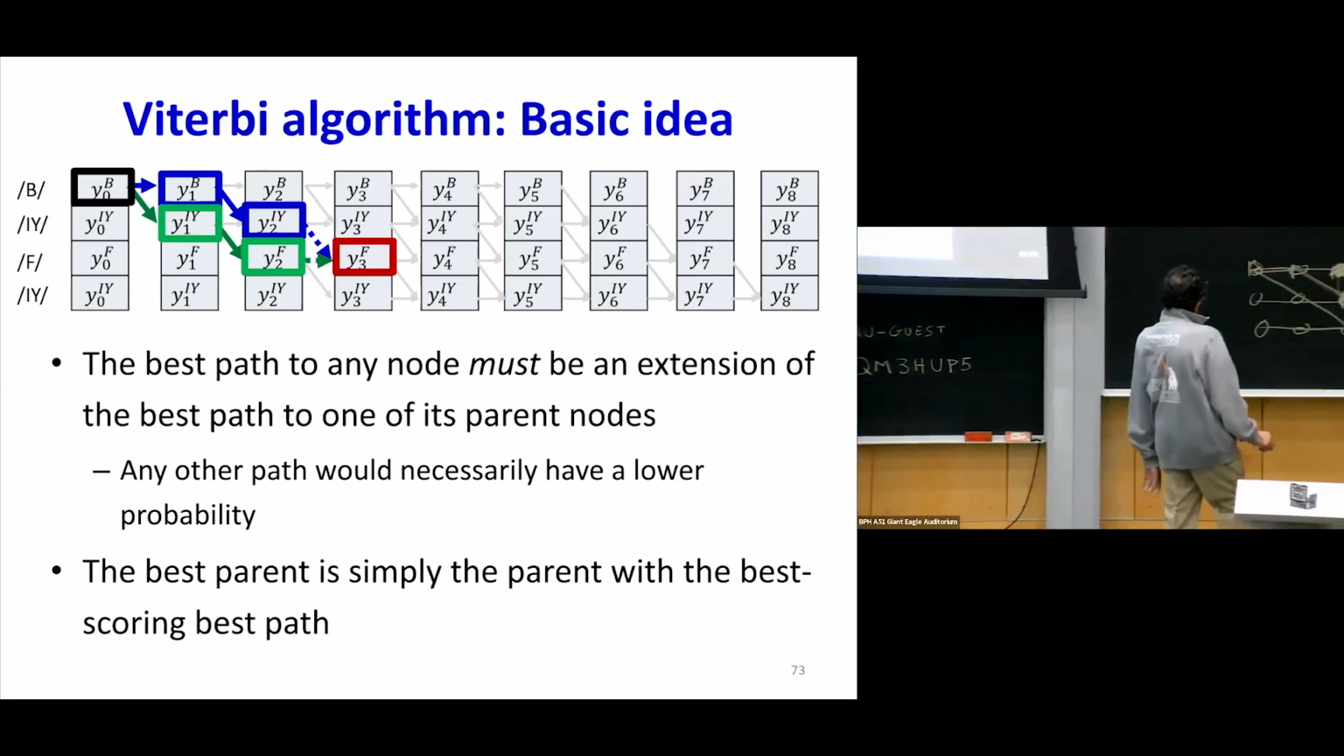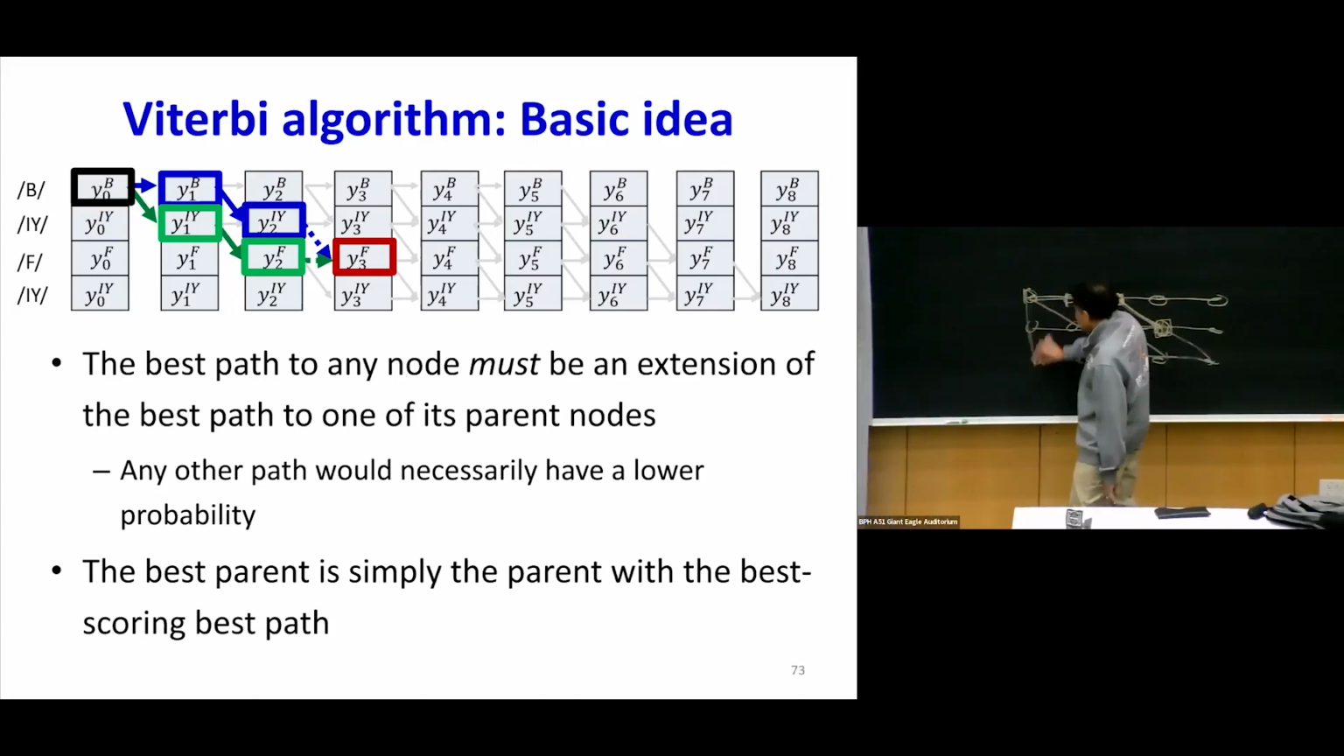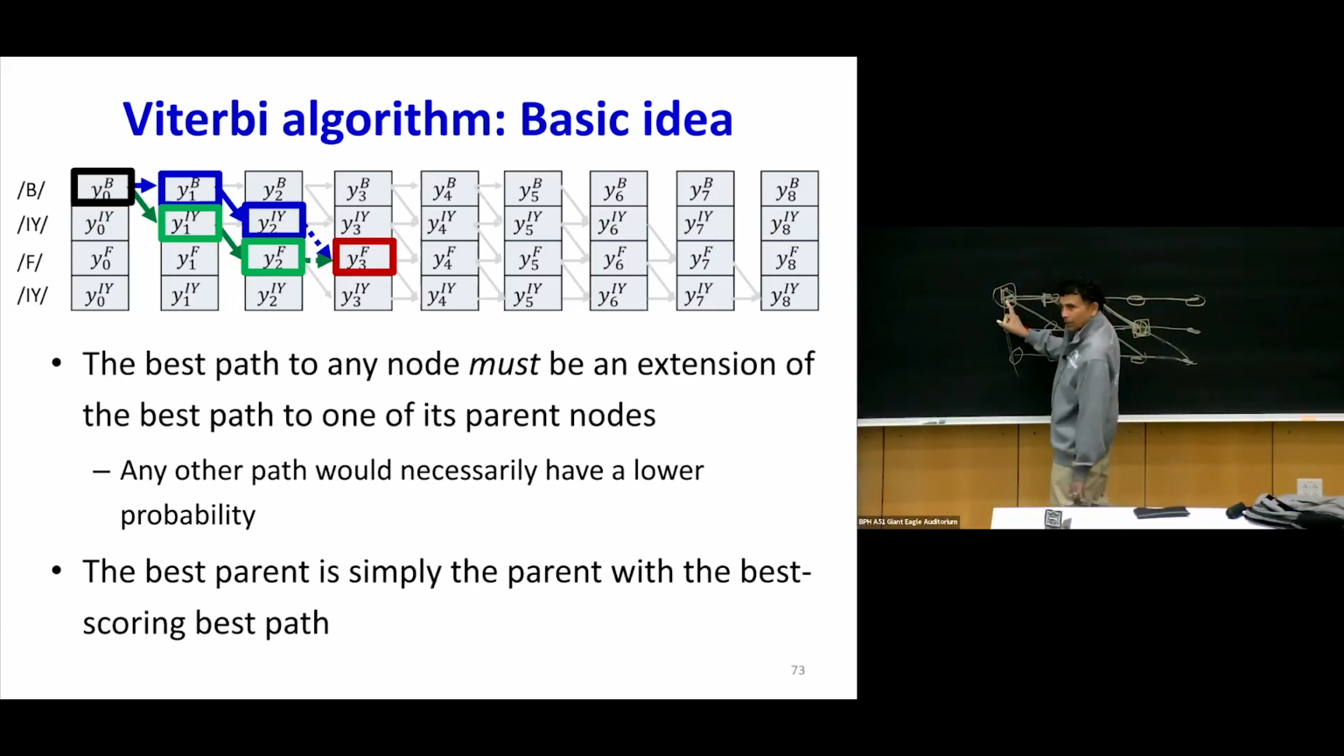I can start at the first column. What is the best path to this node? Just itself. What is the best path to this one? There is no path to this guy, so you can kill it. There's no path to this one because you always have to start from here, right? Then I go to the next column. I find out what is the best path to this node over here. There's only one parent, so it must be this. And so the probability of the best path is going to be the product of these two, right?